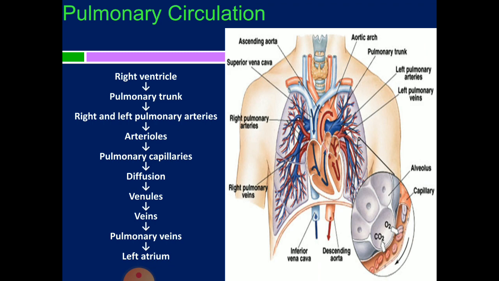This is the pulmonary circulation, which is on the right side. From the right ventricle, the venous blood is transferred to the pulmonary trunk. From here, the blood is transferred to the right and the left pulmonary arteries, then to the arterioles and capillaries. In capillaries, diffusion occurs, and after diffusion, the pure blood is collected by the venules, which transfer it to the veins and then to the pulmonary veins. These pulmonary veins transfer the pure blood to the left atrium of the heart.